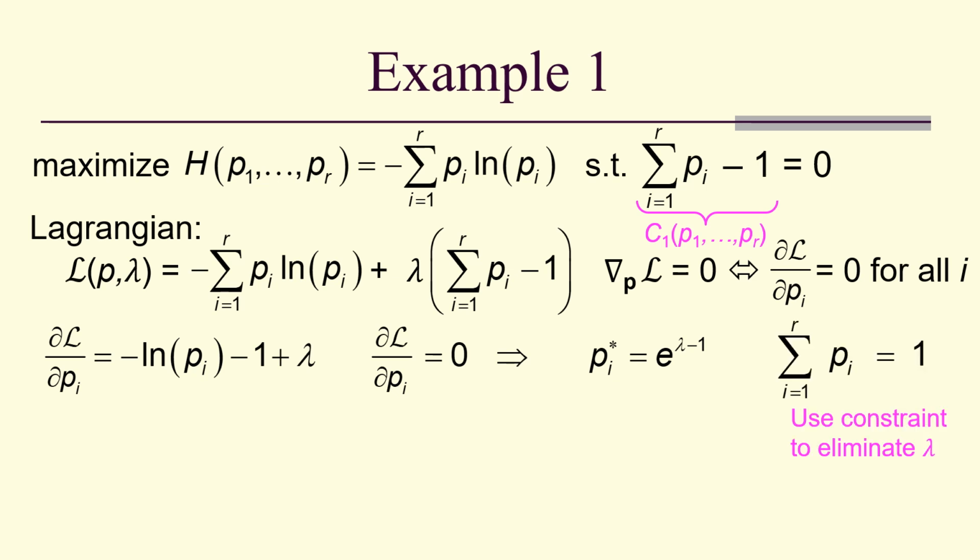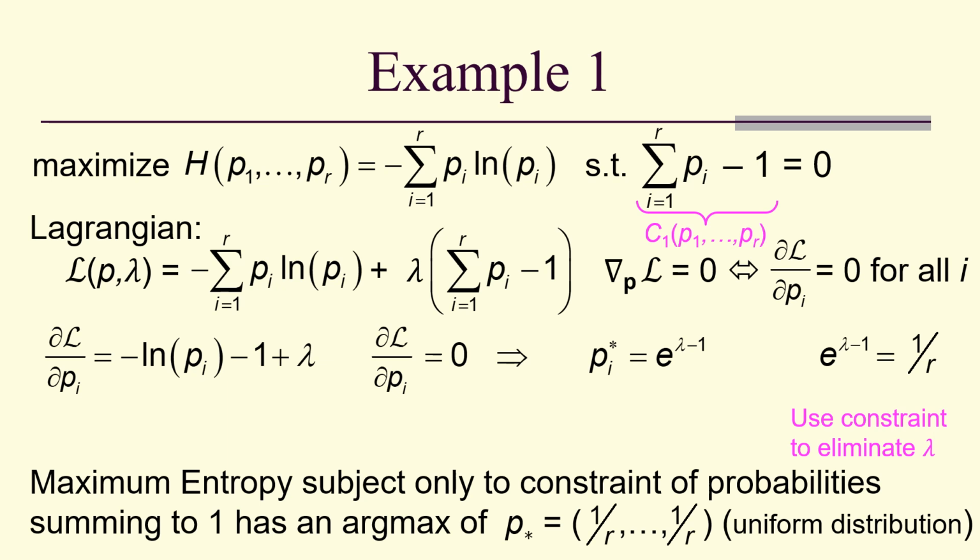And now we want to use the constraint to eliminate lambda. The sum of the p sub I is r times e to the lambda minus 1. It doesn't have any i's in there, so it's just r copies of that. And therefore we can divide and get 1 over r. So our maximum entropy distribution, subject only to the constraint of probability summing to 1, has an argmax of the uniform distribution. All the probabilities the same, 1 over r.